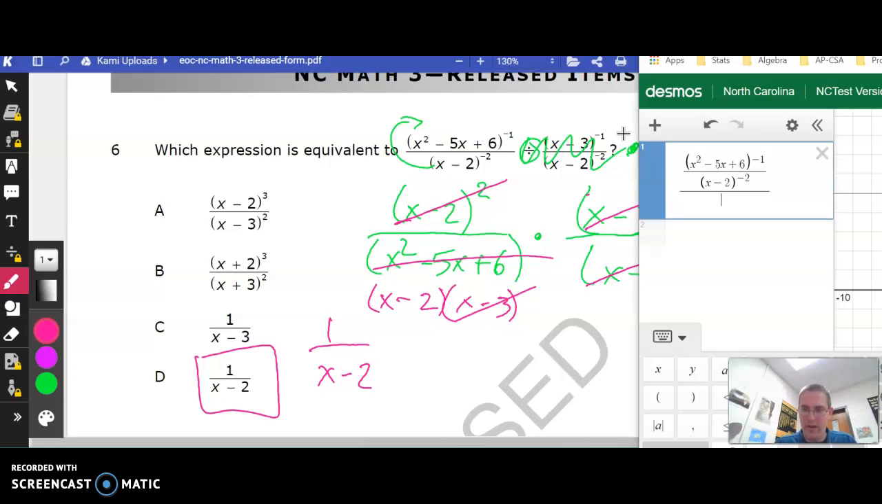And then that whole thing gets divided by, and don't be afraid about the fact they put another fraction there. Just go ahead and put in your x minus 3 to the negative 1, and then in your second denominator, if I can get down there, is an x minus 2 to the negative 2.